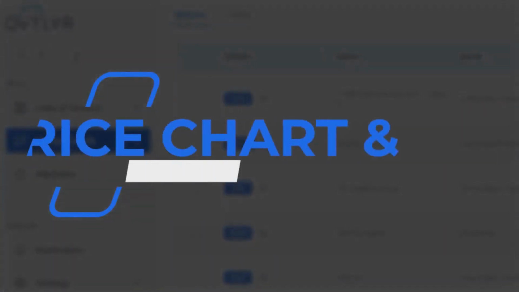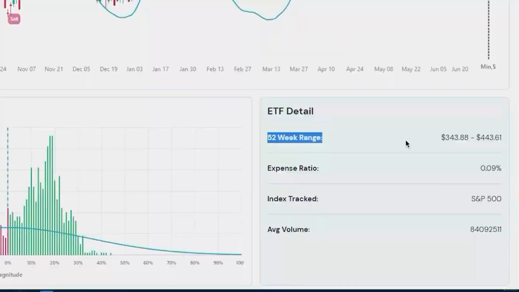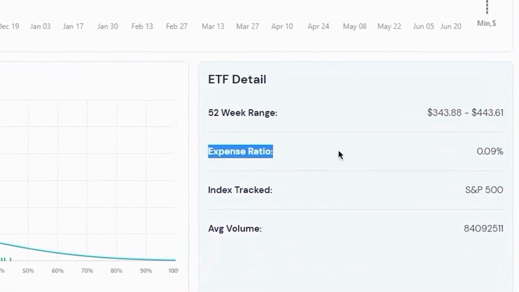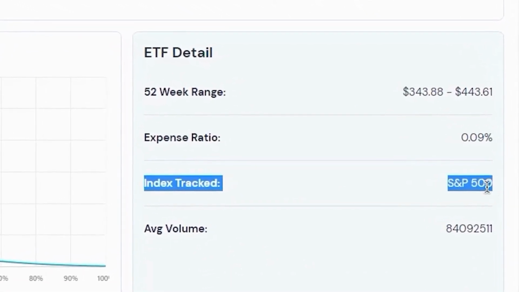Next is the price chart and stock fundamentals. Every stock that OVTLYR covers should have a familiar look and feel to it to help you get started in minutes. And we include basic stock fundamentals like PE ratios, market caps, and volume, plus expense ratios for the ETFs.